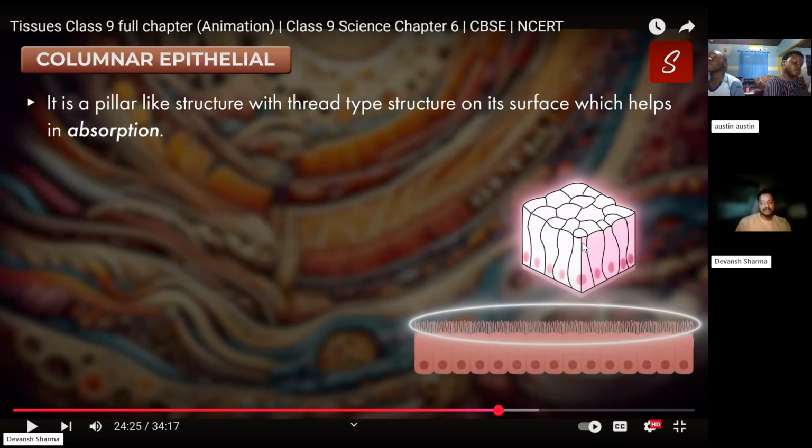As you see, the cells of columnar epithelial are long and have finger-like, thread-like projections at one end. These thread-like structures help the cells to absorb the food.